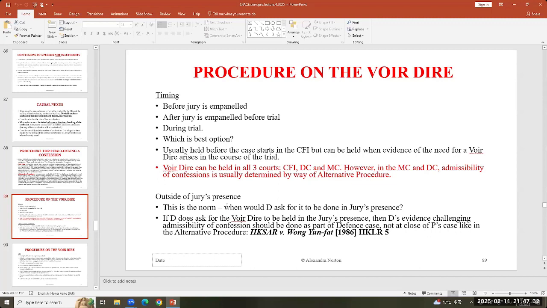Very rarely, and I have never seen it done in practice, the defendant may ask for it to be done in the jury's presence. Usually the only example I could think of is where, for tactical reasons, the defendant may want the jury to hear about these threats, beatings, etc., trying to curry some favor with them, maybe. But that's very rare. Usually it's done outside of the jury's presence.